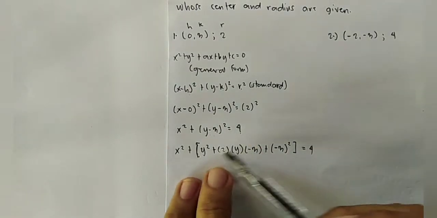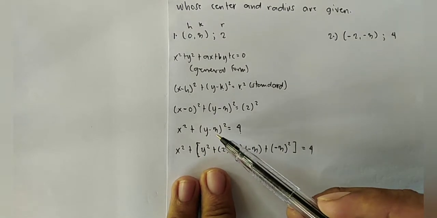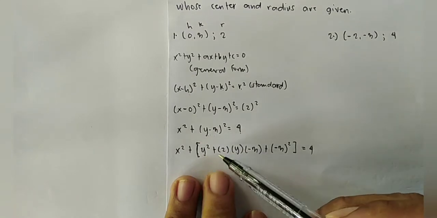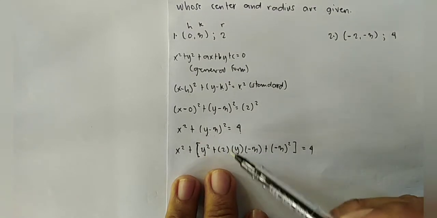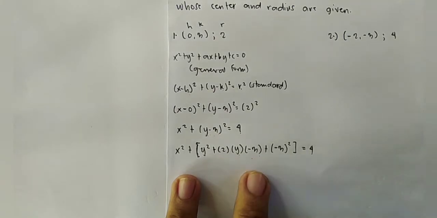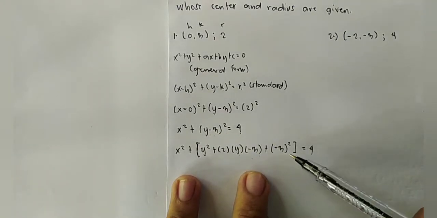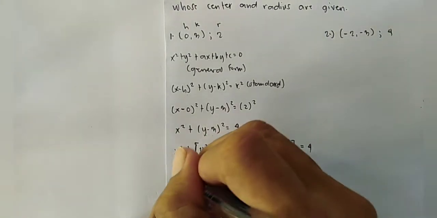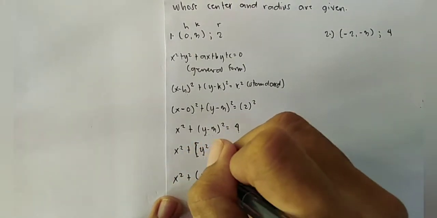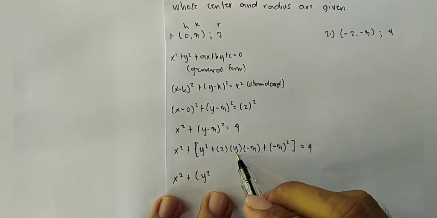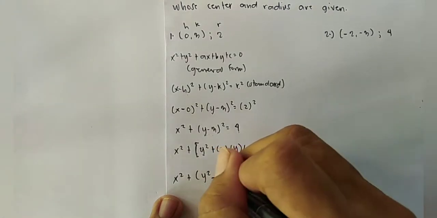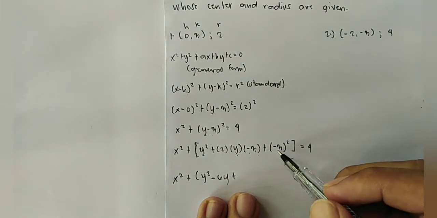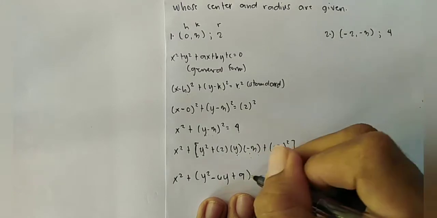Again, where did we get this? The rule for expanding binomial squares: square the first term, that is y squared. Then twice the product of the first and the second term, that is why 2 times y times negative 3. Then square the last term, which is negative 3 squared. Simplifying further, we get y squared, 2 times y is 2y, times negative 3 is negative 6y, plus negative 3 times negative 3, or negative 3 squared, which is positive 9, equals 4.